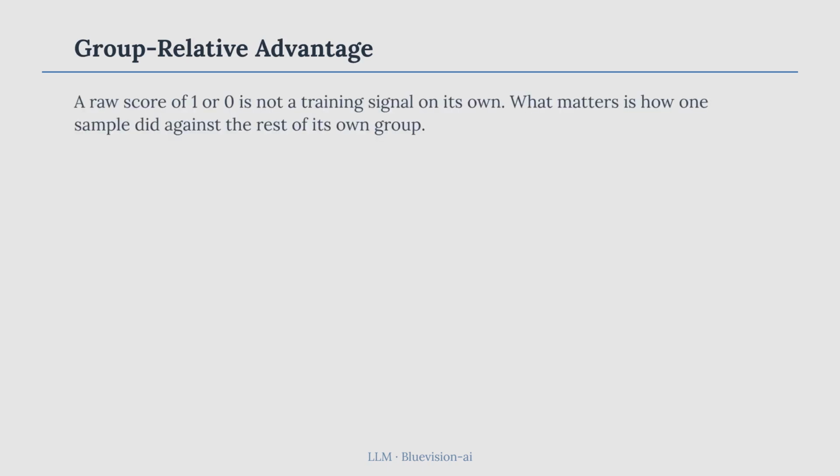A raw 1 or 0 isn't a training signal on its own. If every sample in the group is right, right tells you nothing. What matters is how one sample did against the rest of its own group. So, the advantage of sample i is its reward minus the group's mean divided by the group's standard deviation. Divide by the group size itself, not size minus 1. The group is the whole population you care about, not a sample standing in for a bigger one. Standard scoring on the group. That's it. That's the whole formula.